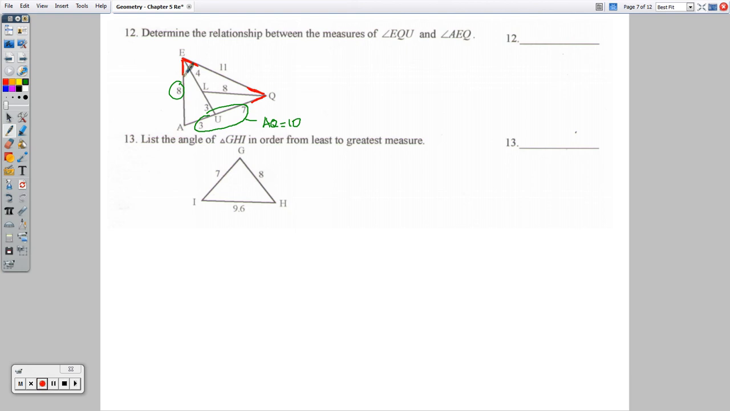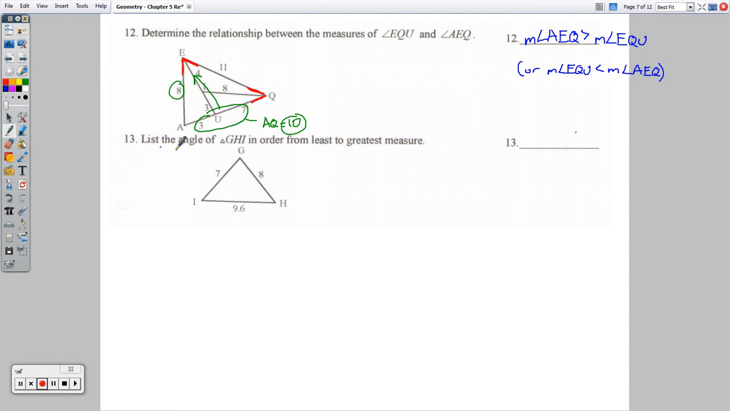So if you look at the sides, 10 and 8, the one that's bigger is 10, and that's across from this angle right there. So what's the relationship? This angle has to be a little bit bigger than that angle, since this number is bigger than that number. We could say then that the measure of angle AEQ is greater than the measure of angle EQU. So you can say that, or you can flip that around and say the measure of angle EQU is less than the measure of angle AEQ.